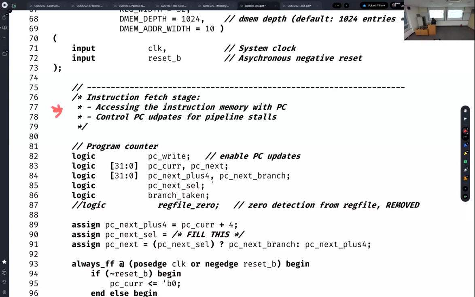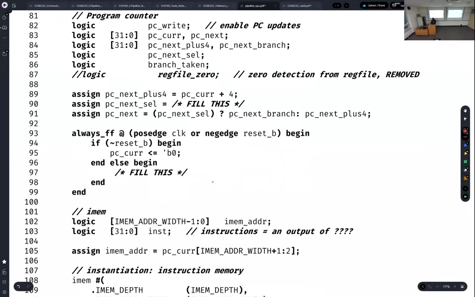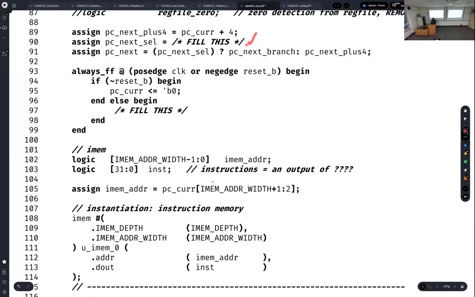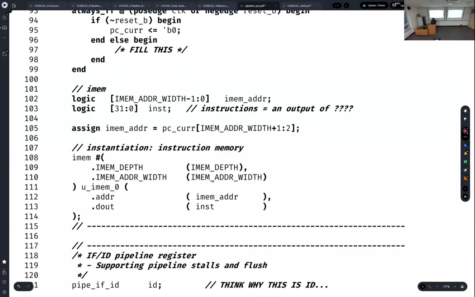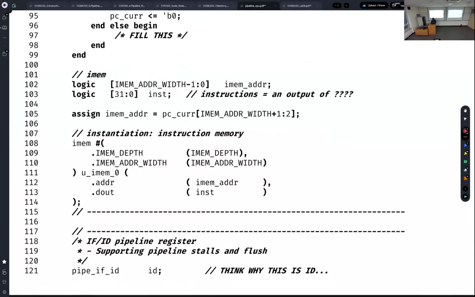As you can see, this is the instruction fetch stage. And you need to fill this. And then this is the PC register. And you can find that we need to instantiate the instruction memory, right? And as you can see, this is already complete.